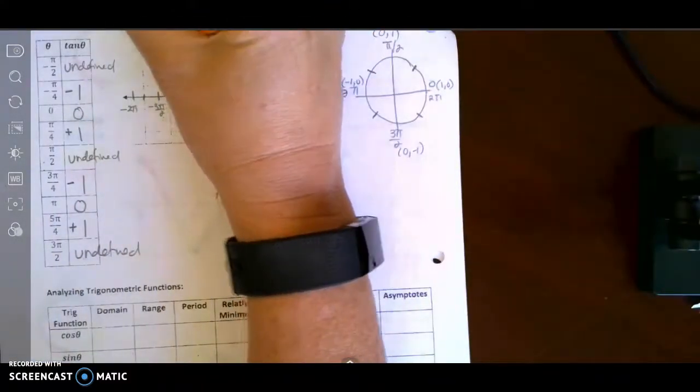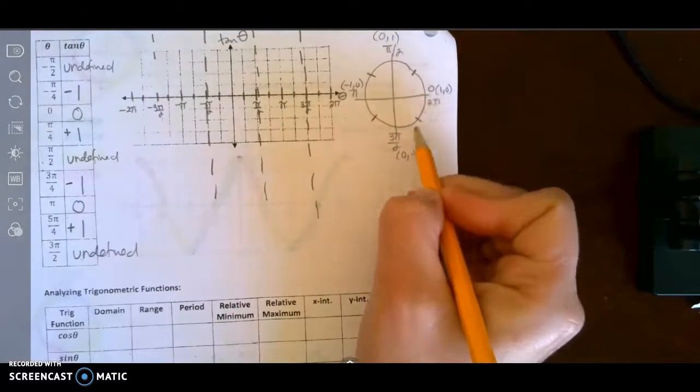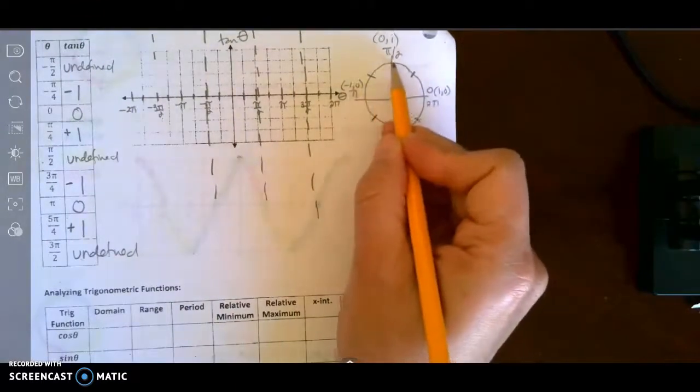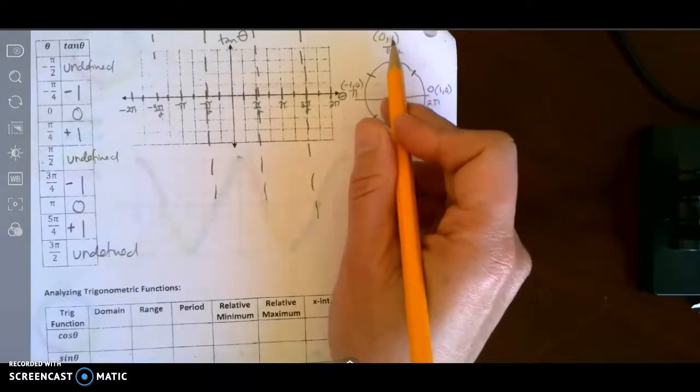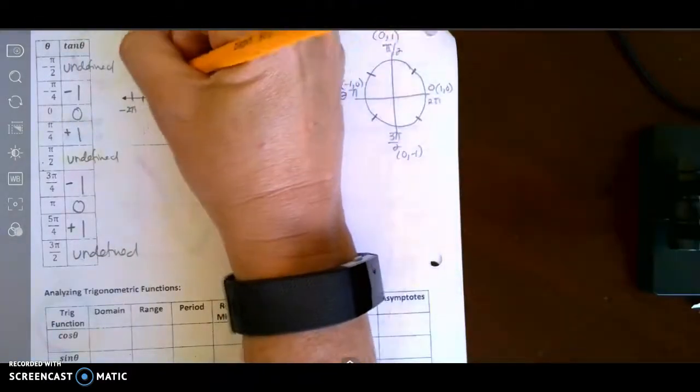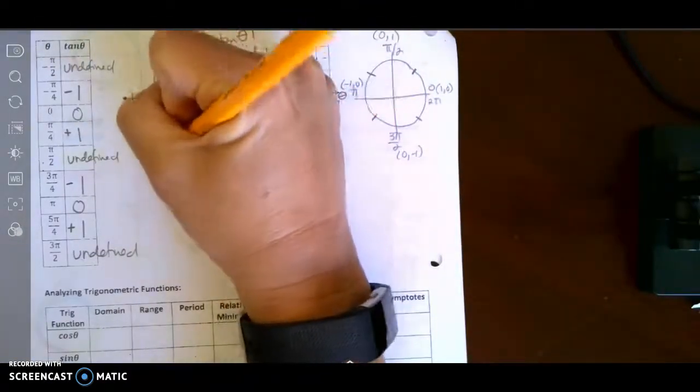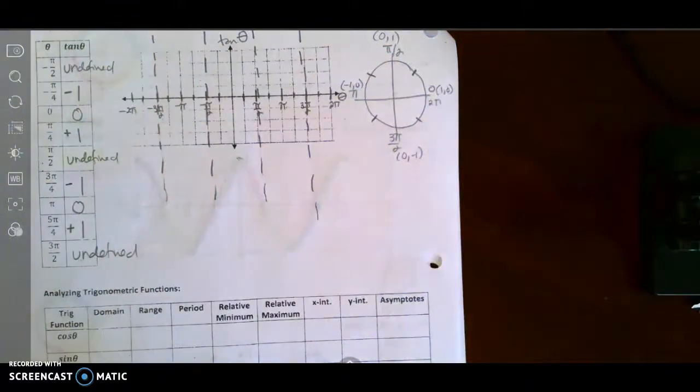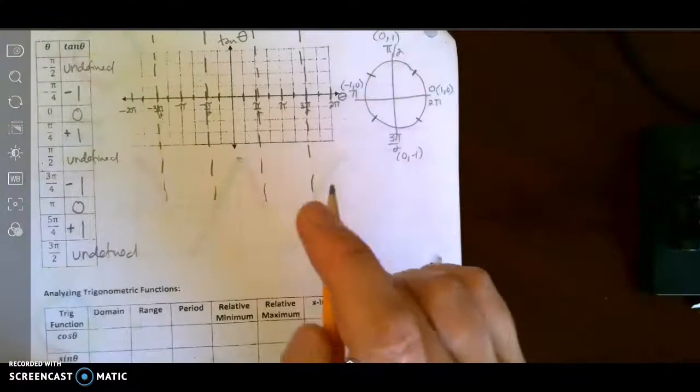So I have a feeling if I had gone negative 3 pi over 2 up to here, that would also have been 1 divided by 0, undefined. So I can also put an asymptote there. Okay, so let's go through and let's start graphing these points.